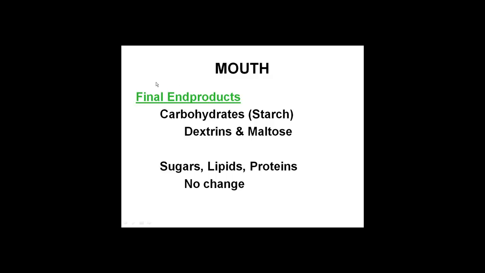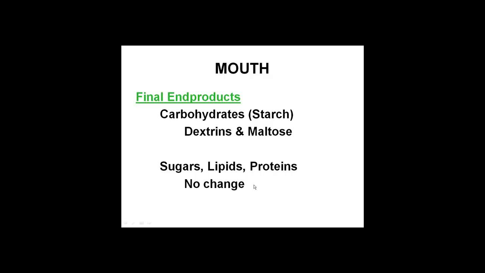So the basic final end products: the only thing you're really going to digest in the mouth is starches. You're not going to digest sugars. You're not going to digest proteins. You're not going to digest any lipids. It's basically starches, period, that are going to be broken down into dextrins and then maybe some maltose.